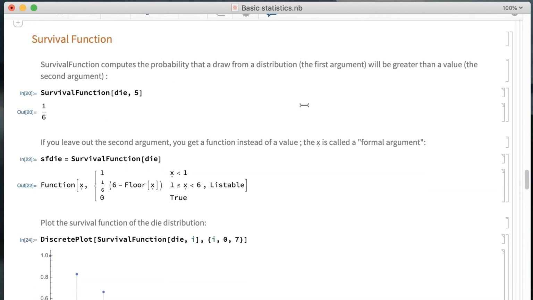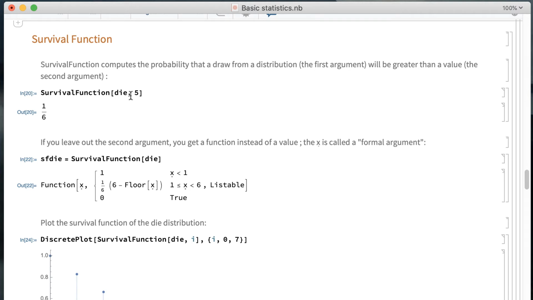Okay, so we've seen a CDF. What about a survival function? Survival function is sort of what's left after you have the CDF. It's 1 minus the CDF. It's the probability that a draw from a distribution will be greater than an argument.